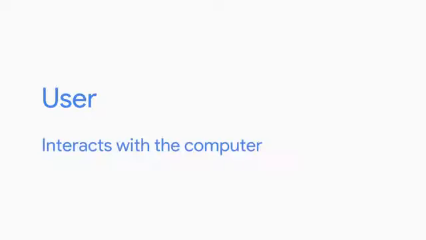The last layer may not seem like it's part of the system, but it's an essential layer of the computer architecture: the user. The user interacts with the computer, and she can do more than that. She can operate, maintain, and even program the computer. The user layer is one of the most important layers we'll learn about.